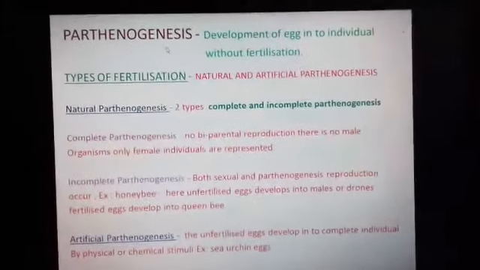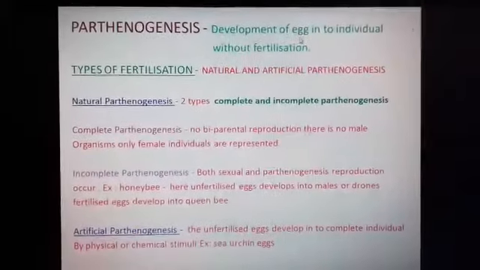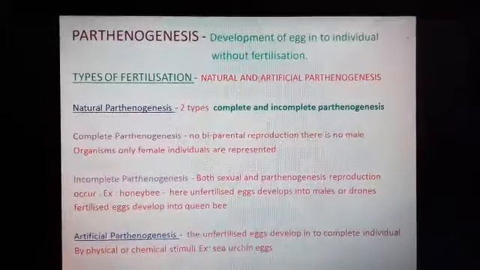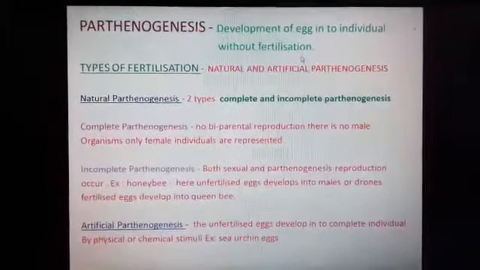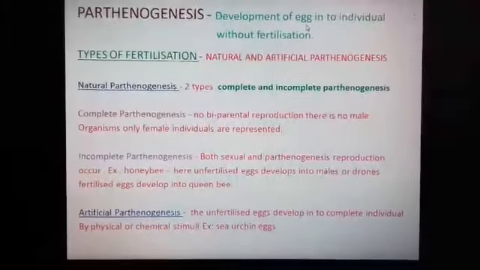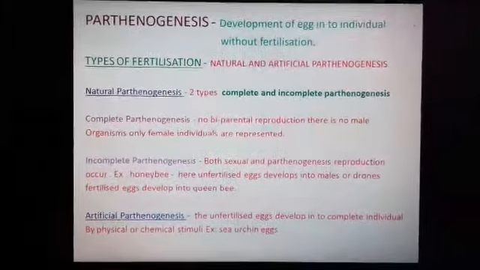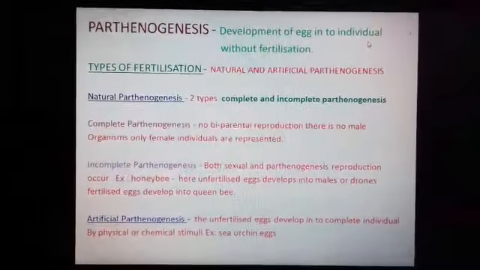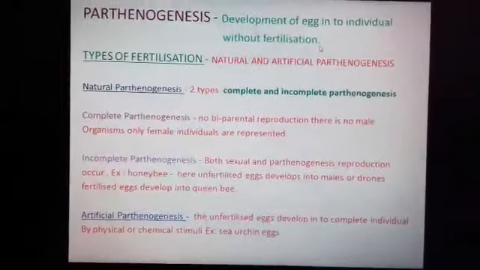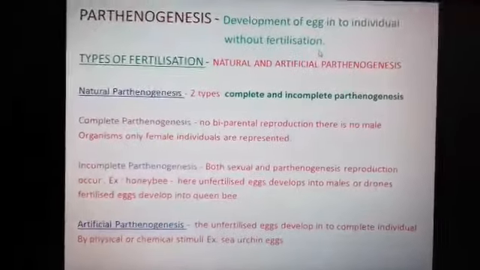Parthenogenesis means the egg is developed into an individual without fertilization. So, the egg is having n number of chromosomes. There is no union of male and female gametes. The egg itself is developed into the individual without fertilization, without the union of male and female gametes.